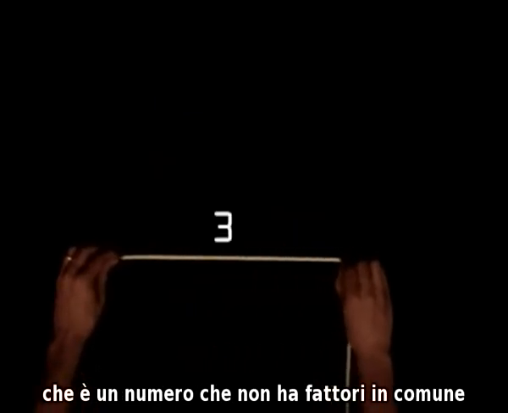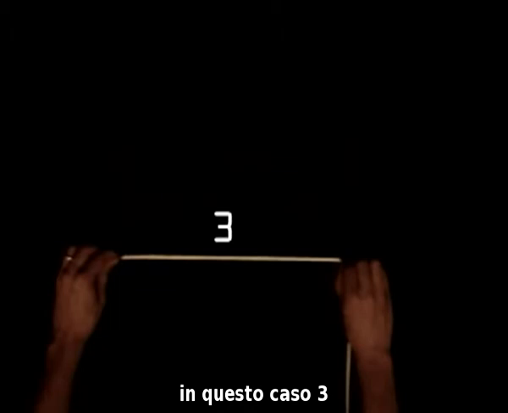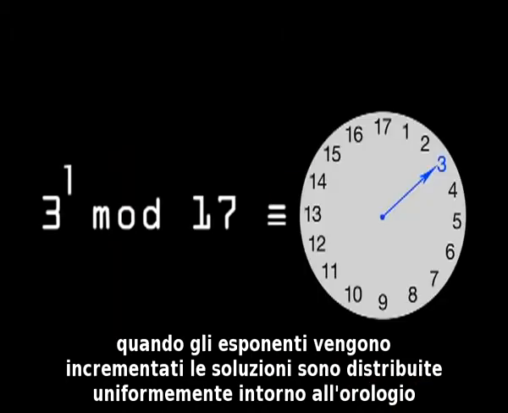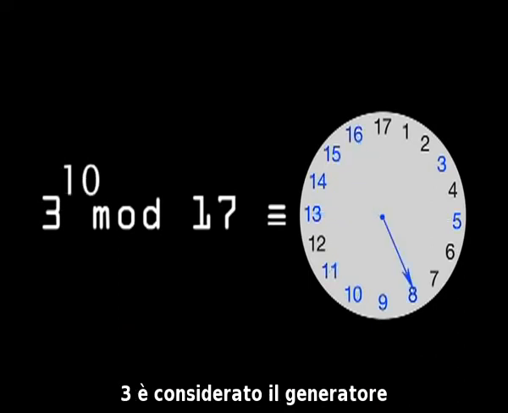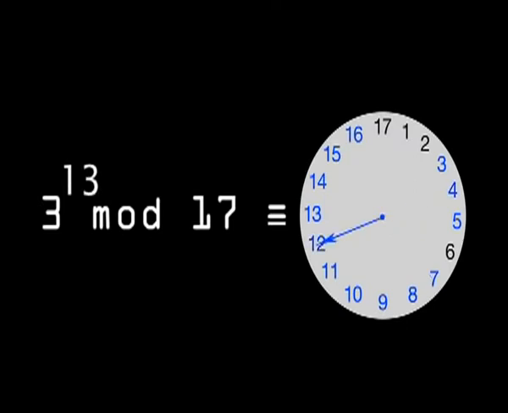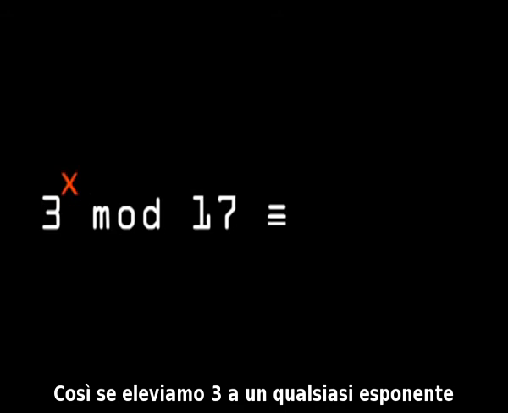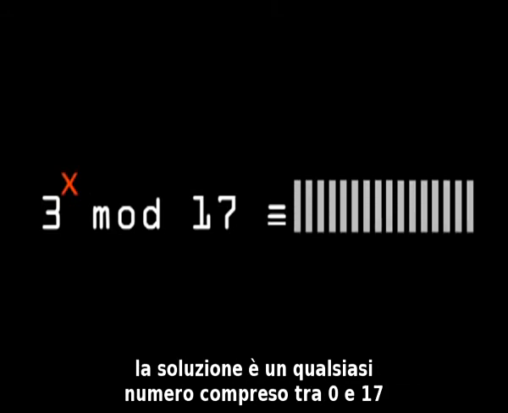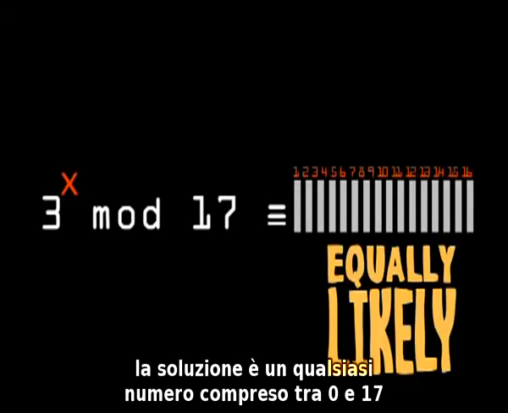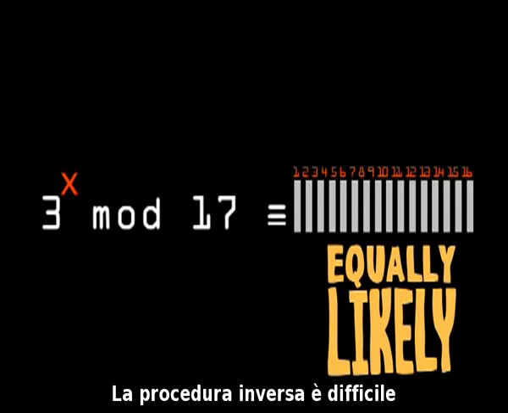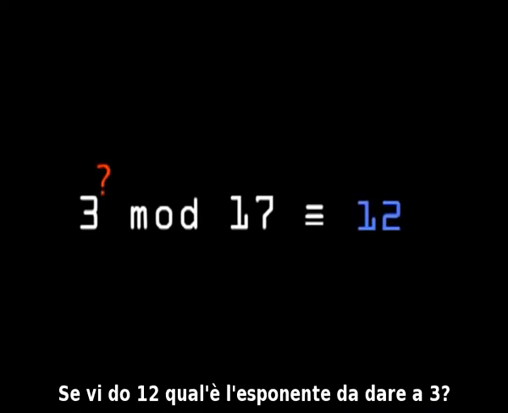Now, to make this work, we need a prime modulus such as 17 instead of 12. Then we find the primitive root of 17, which is a number that has no factors in common, in this case 3. And it has this important property that when raised to different exponents, the solution distributes uniformly around the clock. 3 is known as the generator. So if we raise 3 to any exponent x, the solution is equally likely to be any integer between 0 and 17.